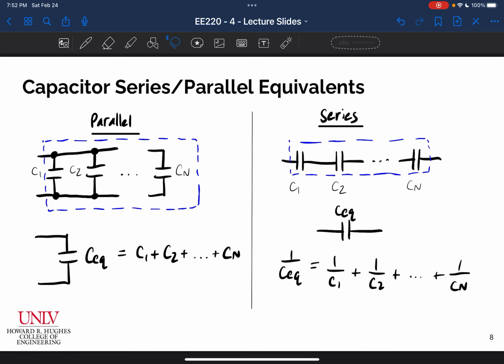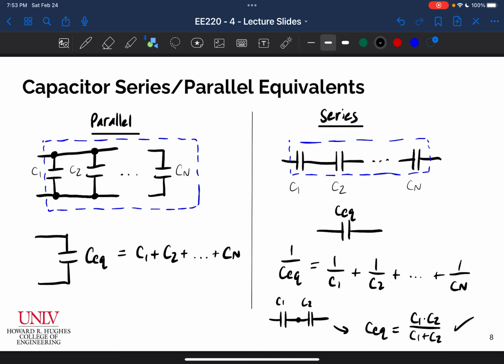And so let me go one step further. If we recall the special case for resistors where you just have two of them, you can use the product over sum equation to find CEQ, which is C1 times C2 over C1 plus C2. I already derived this in module 1. I'm not going to derive it again, but just to remind you that if you only have two in series that you need to add, you can always use this equation, which is basically just the simplified form of this equation, right? Just solving for CEQ in this equation.